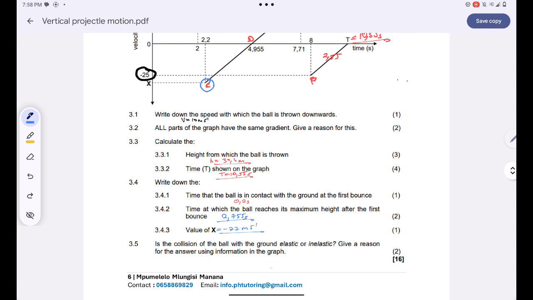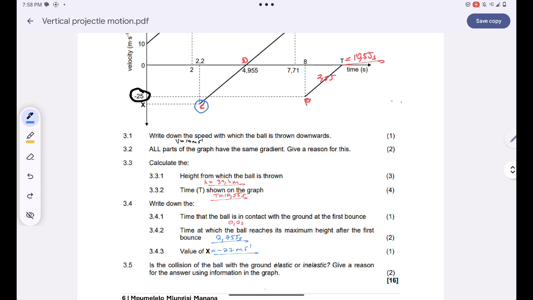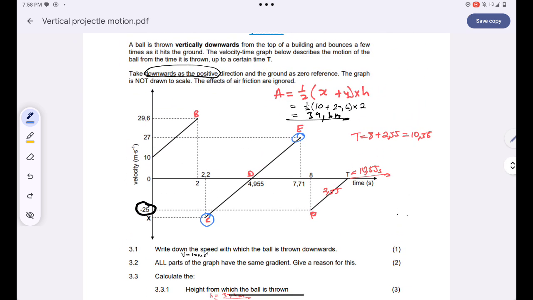Are we together? And then, is the collision of the ball with the ground elastic or inelastic? Give a reason for the answer using the information in the graph. Remember that, guys, collisions are elastic if and only if kinetic energy is conserved. Are you together? And for kinetic energy to be conserved, the velocity must not change. If the velocity changes, that means kinetic energy is not conserved, and hence the collision has to be inelastic.